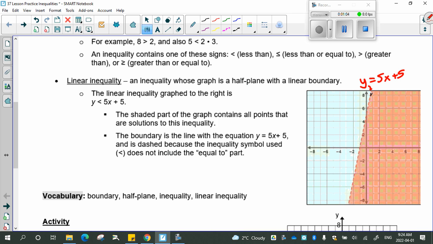That's just the boundary line. It should make sense. There should be a y-intercept at 5, and the slope should be 5. So if we can find this point, it would be up 5 over 1 to get to the next one, or down 5 over 1 to get to the next point, etc. So that should make sense with that line.